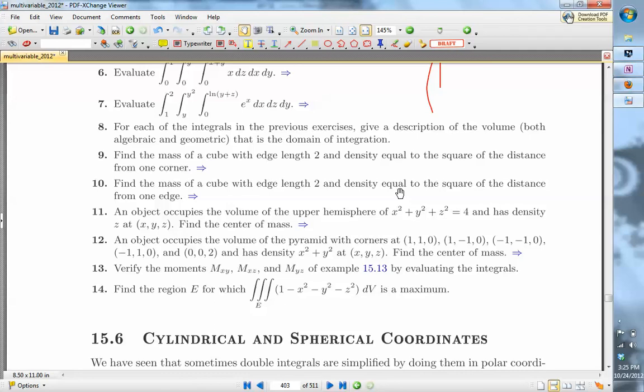Let's look at 10. Find the mass of a cube with edge length 2 and density equal to the square of the distance from one edge. My God, what are they talking about? Okay. A cube. Here's a cube, kind of. So now we've got this solid block of something, and it's a very peculiar kind of something because the density is related to the distance from this edge right here.